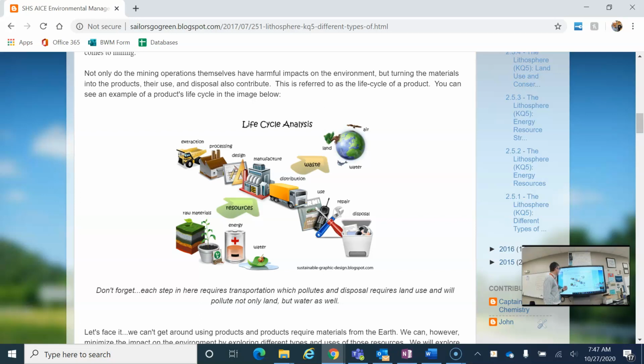And don't forget, each step in here requires transportation, which pollutes, and then also disposal requires land use and will pollute not only the land but the water as well. So you think about it, right? I like to talk about trash in here. We don't tend to think of where it goes when we put stuff out to the curb, right? We put our trash out and it's just gone, but it goes to a landfill and it stays there.